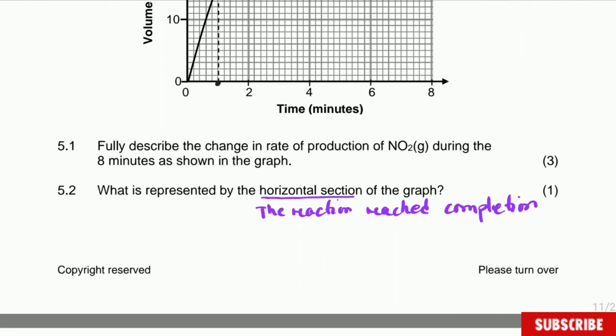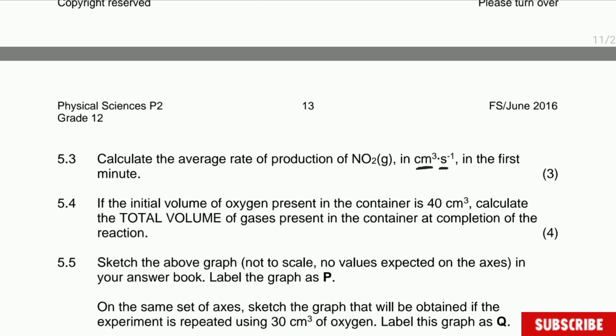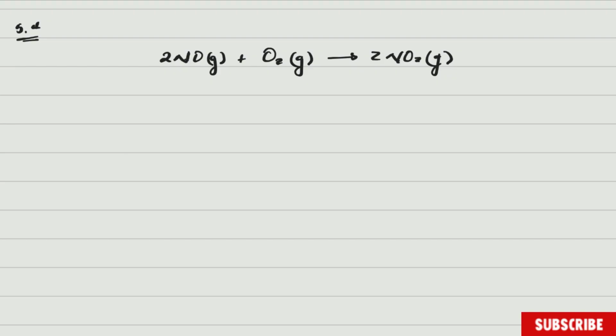Okay, so let's go to question 5.4. If the initial volume of oxygen present in the container is 40 cubic centimeters, calculate the total volume of gas present in the container at completion of the reaction. Okay guys, now here is some stoichiometry. For this one we have to analyze a couple of things. They tell us that the initial amount of oxygen was 40 cubic centimeters. So the initial volume of oxygen was equal to 40 cubic centimeters. But I want you to note also that oxygen was in excess.